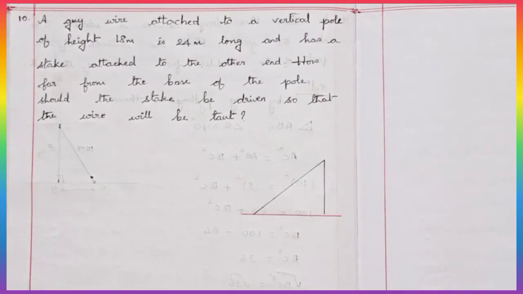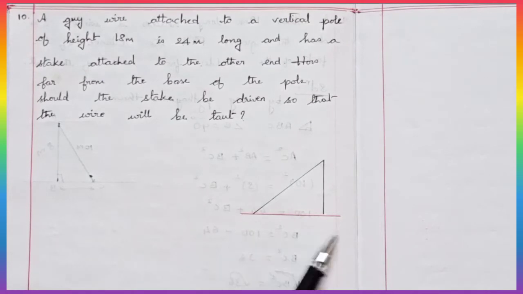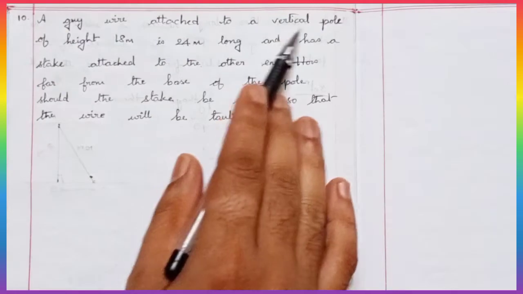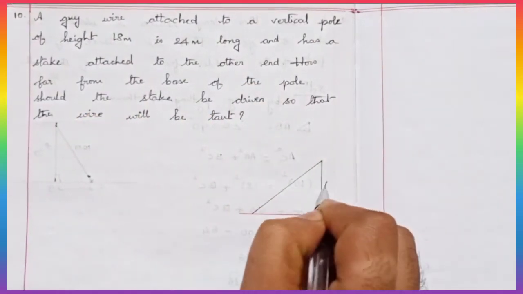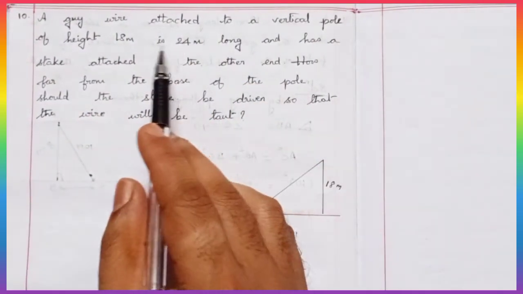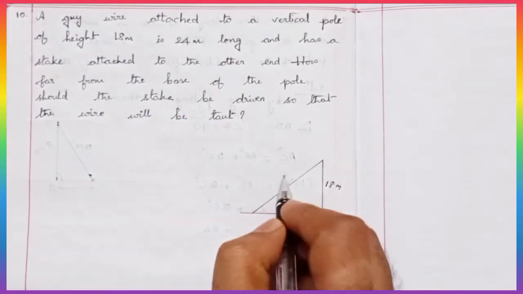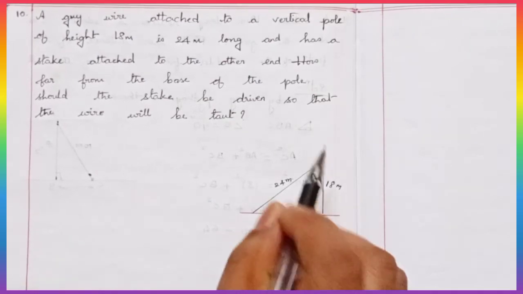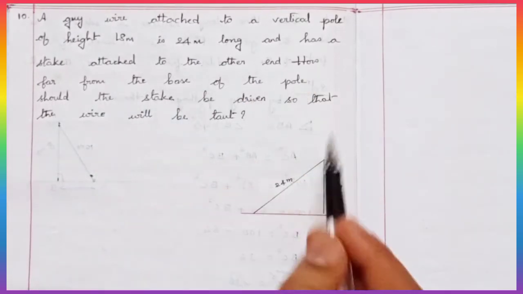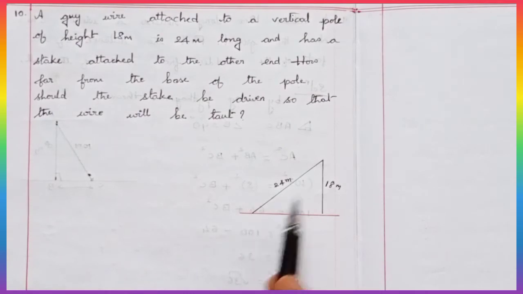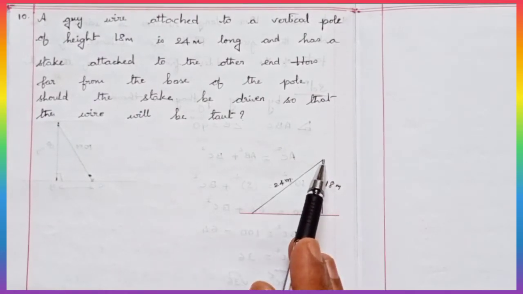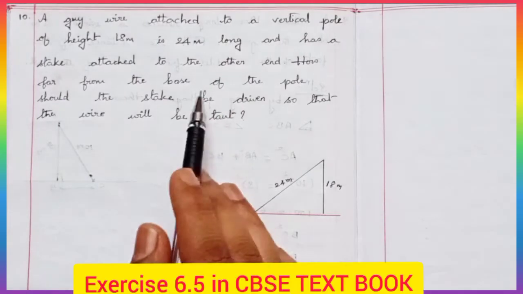So I will repeat the question once again and we will try to understand what is there. A guy wire attached to a vertical pole. So I've drawn a vertical pole and this is the ground or base. The pole is vertical and the height of the pole is 18 meter. The 24 meter is the length of the wire. It has a stake attached to the other end. One end of the wire is attached to the vertical pole and the other end is here.